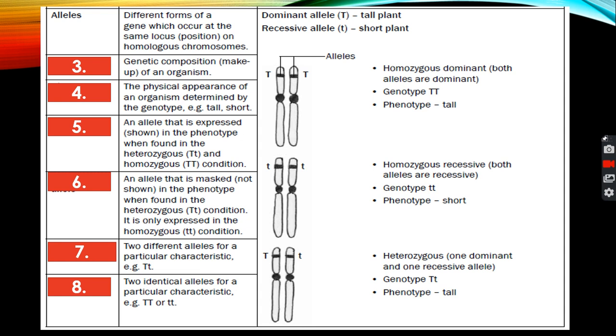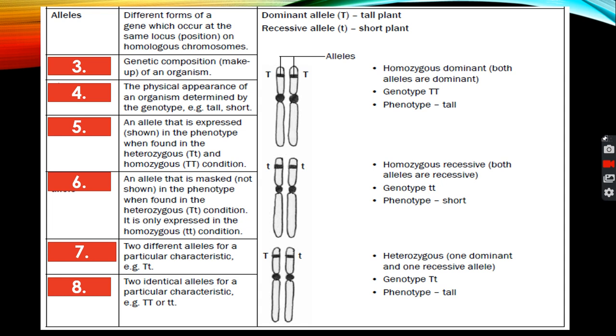So then an allele is a different form of a gene which occur at the same locus or same position on an homologous chromosome. You also find these terms in multiple choices. So then it's very, very important, my dear grade 12 learner, to know them.